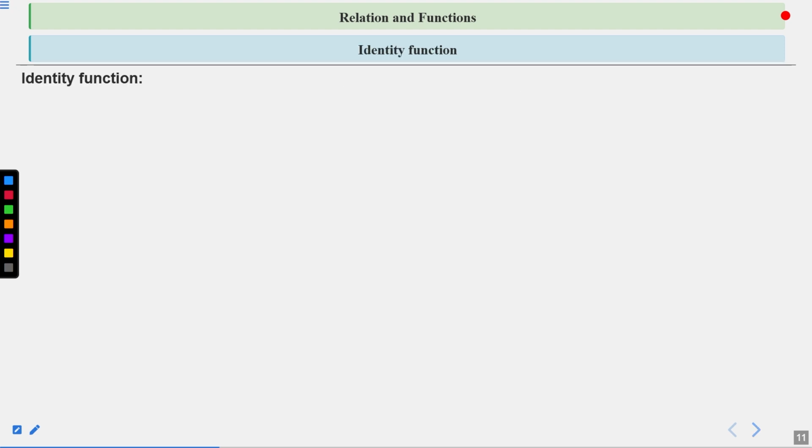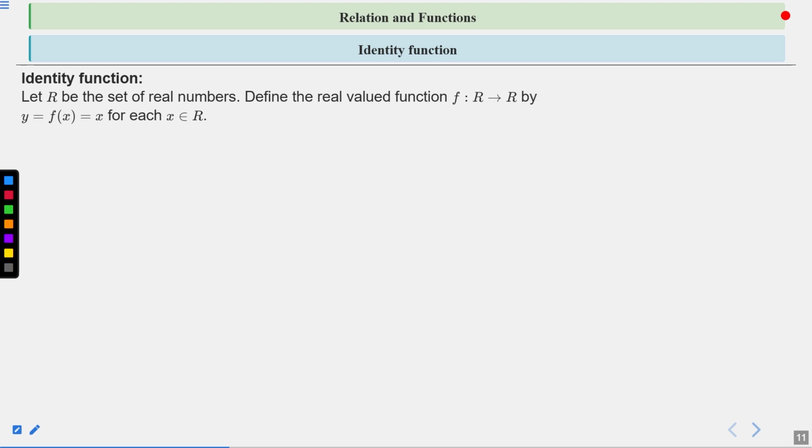Now, identity function. Let R be the set of real numbers. Define the real valued function f: R to R, y = f(x) = x for each x belonging to R.